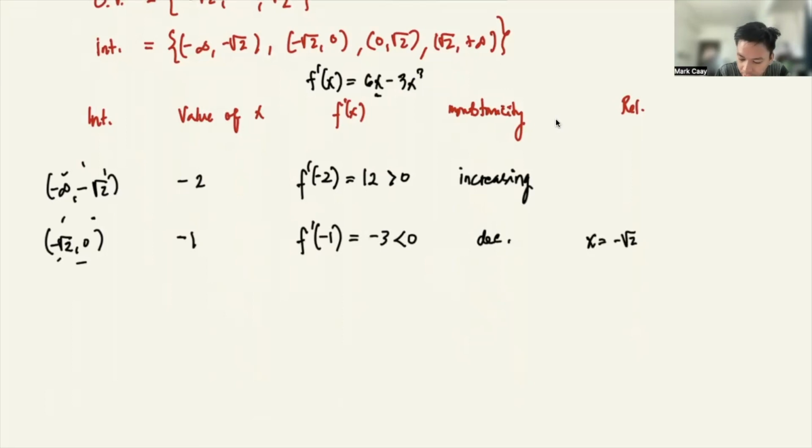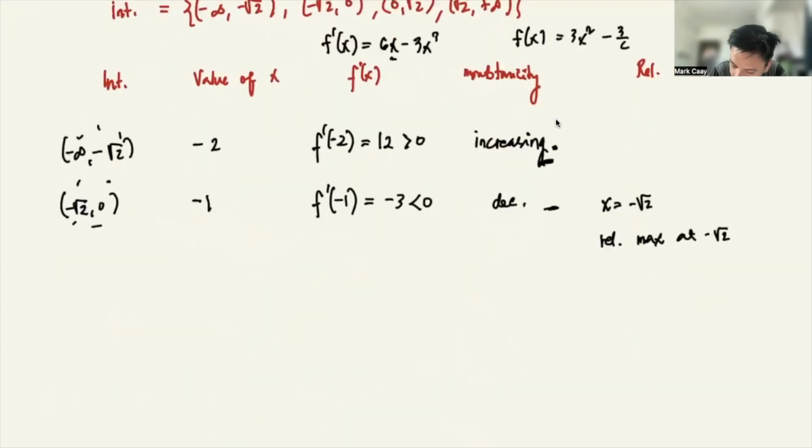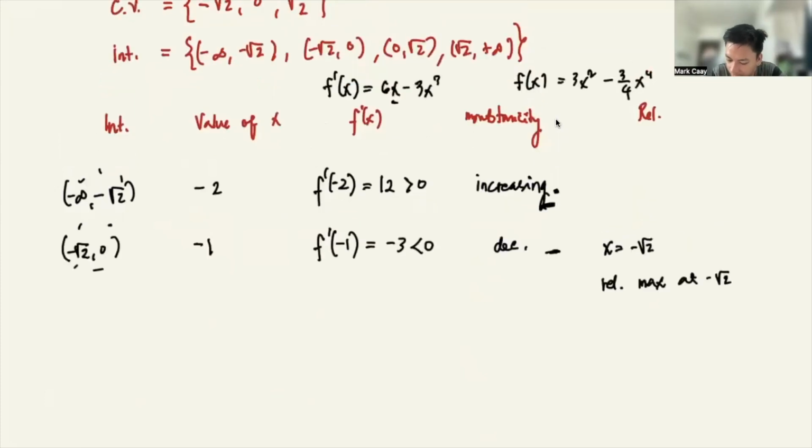So it is increasing here, then decreasing here, since it goes from here to here. So that means there is a relative maximum at negative square root of 2. Then, for negative square root of 2, we substitute it into the original f. What is our f? Our f is 3x squared minus 3 over 4x to the 4. I'll leave the substitution of square root of 2 to you. What comes out is 3. Therefore, our relative maximum point is negative square root of 2, 3.